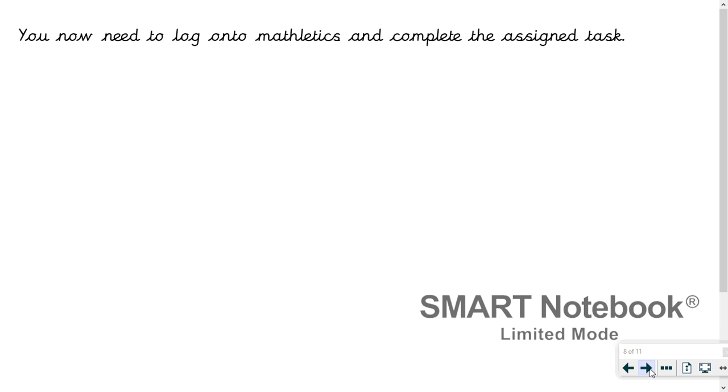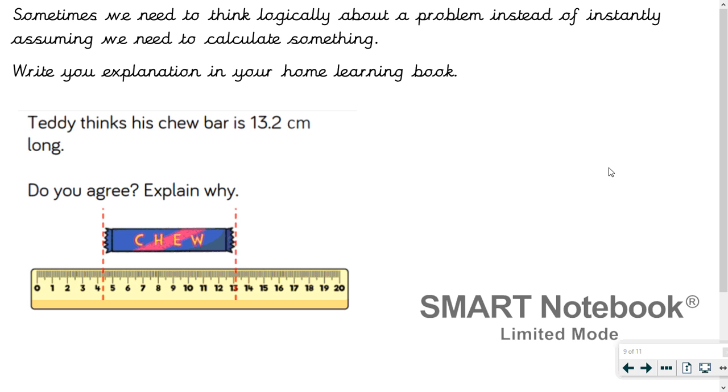Okay, hopefully mathletics was good today. I'm sure it was. Sure you all did well. Now, to finish, I want us to think about this sort of problem. So sometimes we need to think logically about a problem instead of instantly assuming, let's do some maths. So there's a question here. I want you to write your explanation in your home learning book, please. So I'll read it to you, and then I want you to write your explanation, your answer, in your home learning book. Teddy thinks his chew bar is 13.2 centimetres long. Do you agree? Explain why. So go to your home learning book, pause this video, and have a go at writing your explanation, please. Go for it.